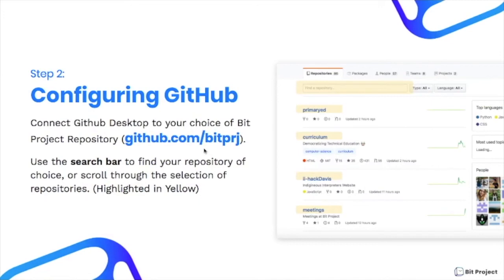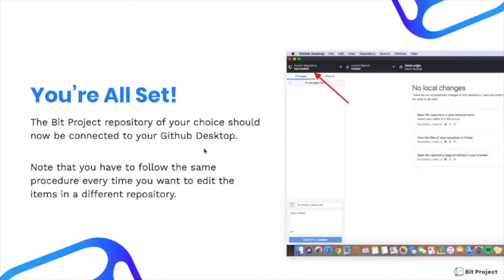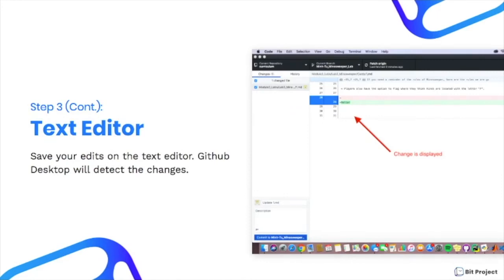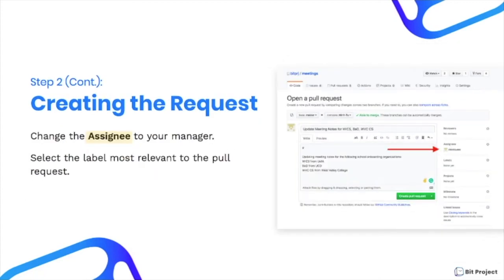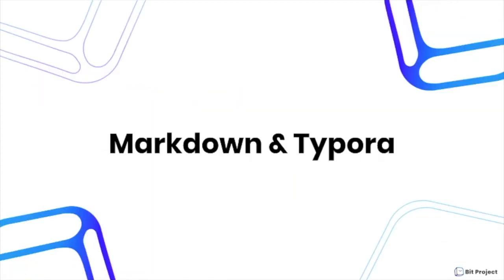So that's essentially what the next slides are. It is using GitHub Desktop and creating a pull request. So now I'll be going over Markdown and Typora.